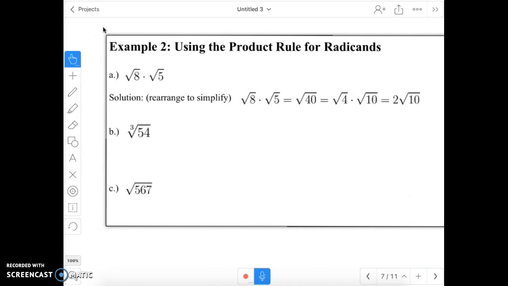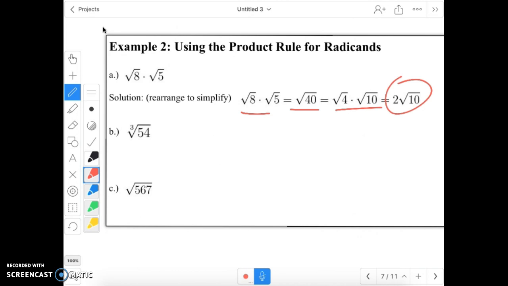So this first one, we have 8 times 5. We know that 8 times 5 is 40. So we could break 40 down into the square root of 4 and the square root of 10, which equals 2 root 5. So you can see the way that they broke each of those down, or multiplied it and then broke it down in a different way so that they could simplify it.